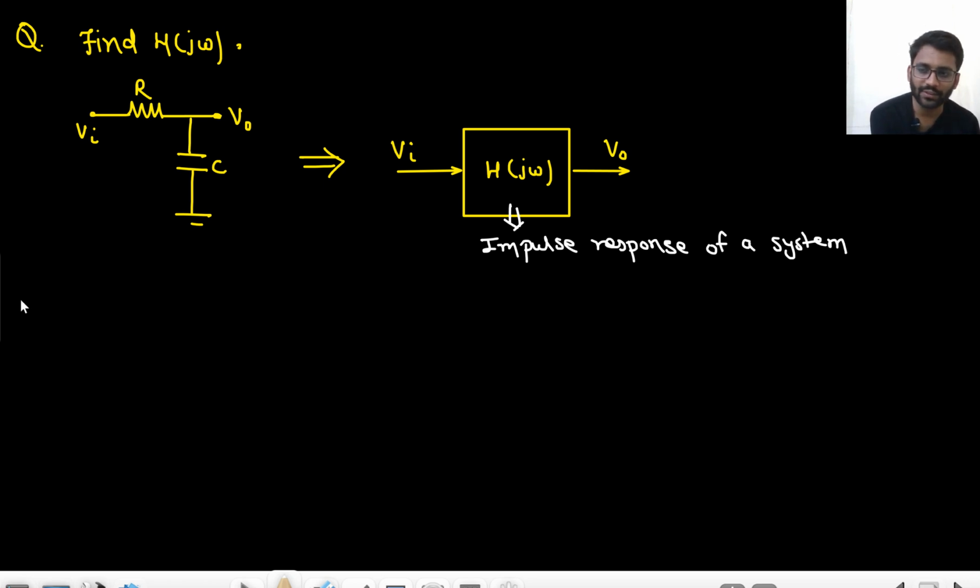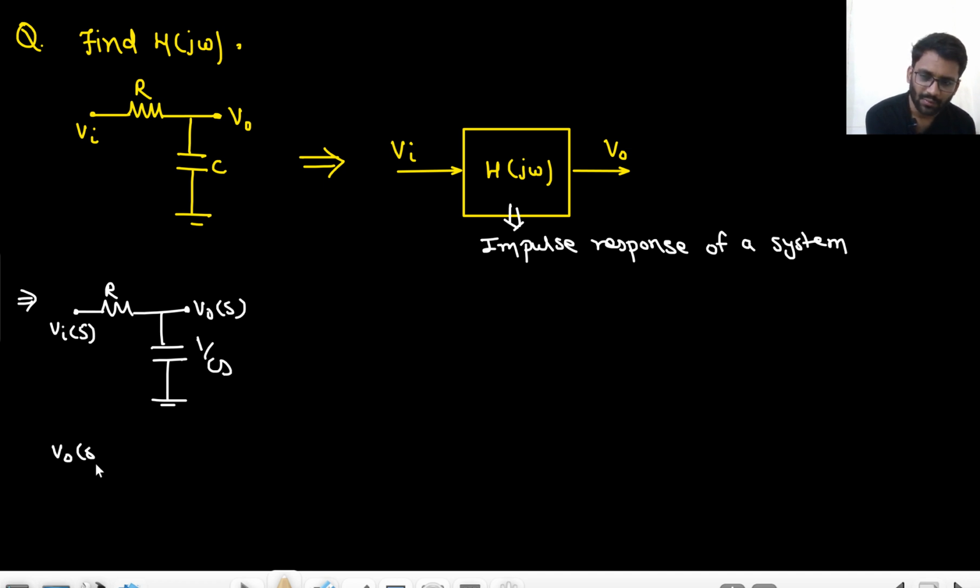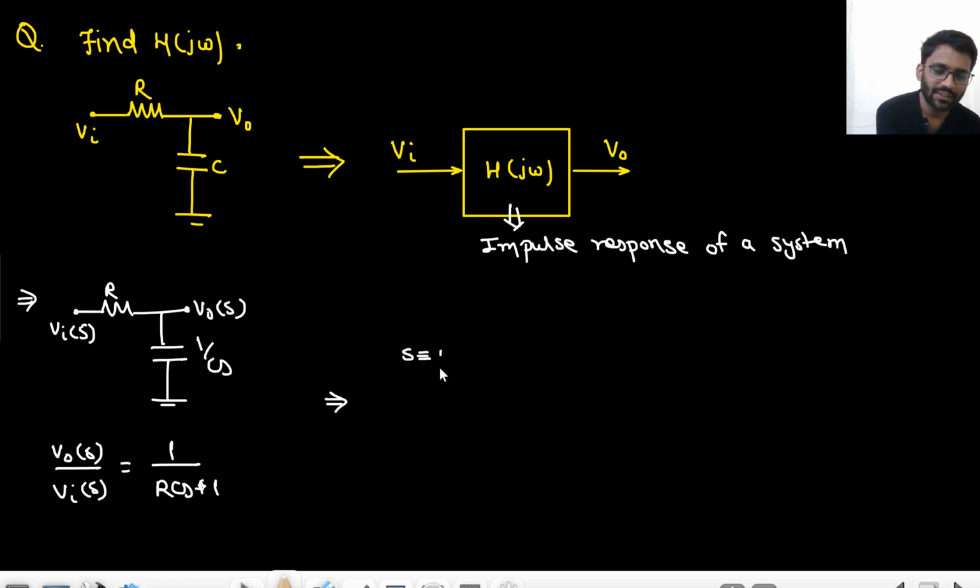So tell me, how do you find the transfer function? For finding the transfer function, what do you do? This is 1 by Cs, this is R, V in S and V naught S. So V naught S by V in S would be 1 upon Cs divided by 1 upon Cs plus R. I have told you to remember this. It would be 1 upon 1 plus RCs. Right? Now what do you do? S will be replaced with j omega. This is what you do. I can call this H of s. My H of s is 1 upon 1 plus RCs.